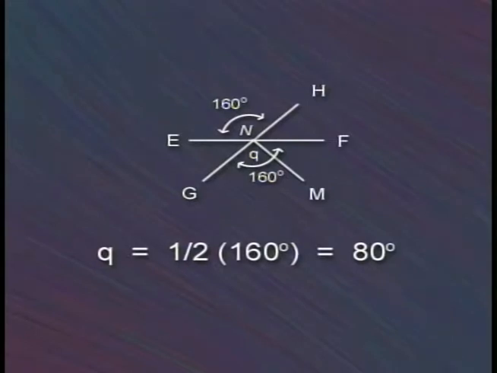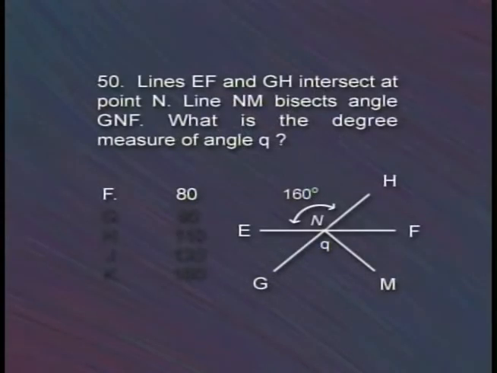The problem states that line NM bisects angle GNF. From this fact, we know that the degree measure of angle Q is 1/2 the measure of angle GNF, or 1/2 of 160 degrees. Thus, angle Q measures 80 degrees. The correct answer is F.